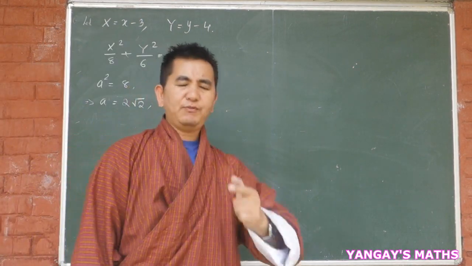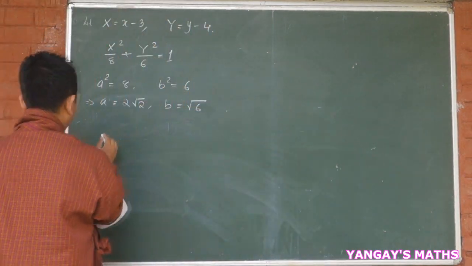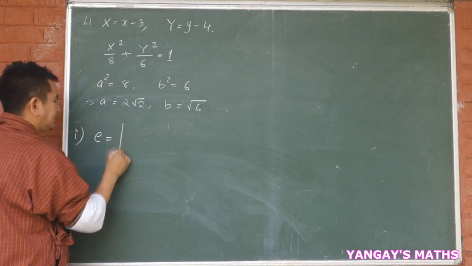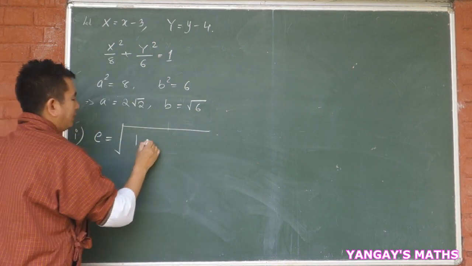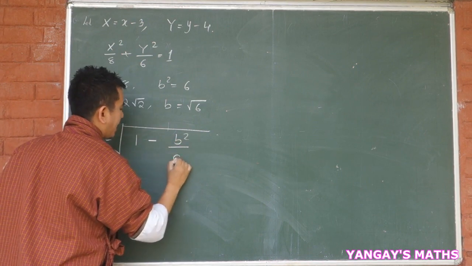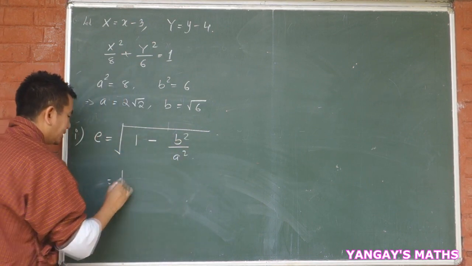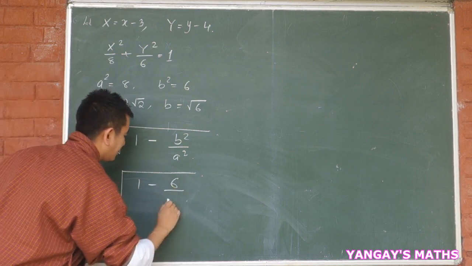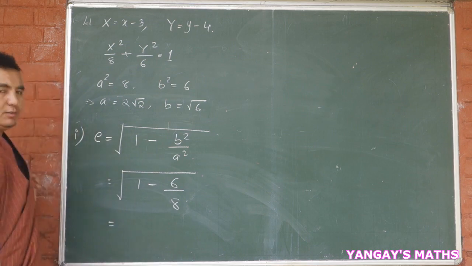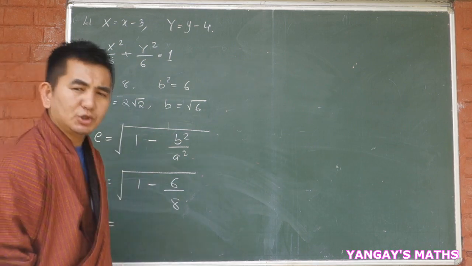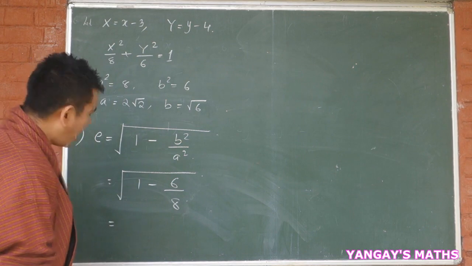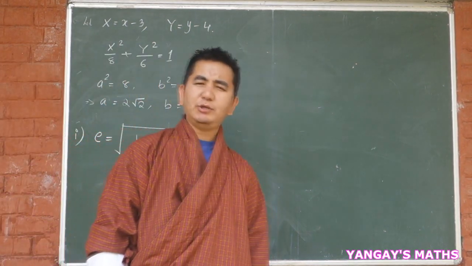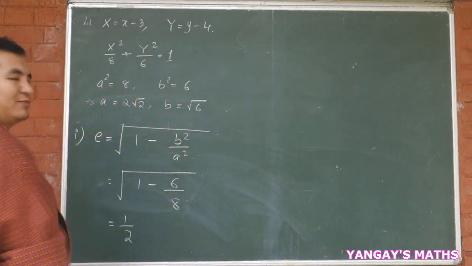First one, let me calculate the eccentricity value. Number one, we need to find the eccentricity value. The formula is the square root of 1 minus B square by A square, which is root of 1 minus, what's the B square value? 6. A square value is 8. 8 minus 6 is equivalent to 2. 2 divided by 8 is 1 by 4. Square root of 1 by 4 means 1 over 2. 1 over 2 is a value 0.5, which is less than 1. So this becomes the eccentricity of the ellipse.